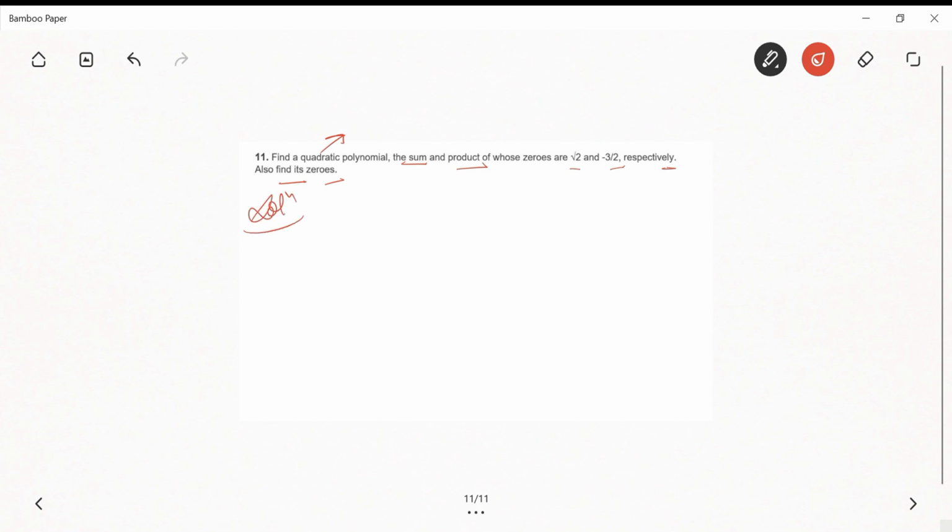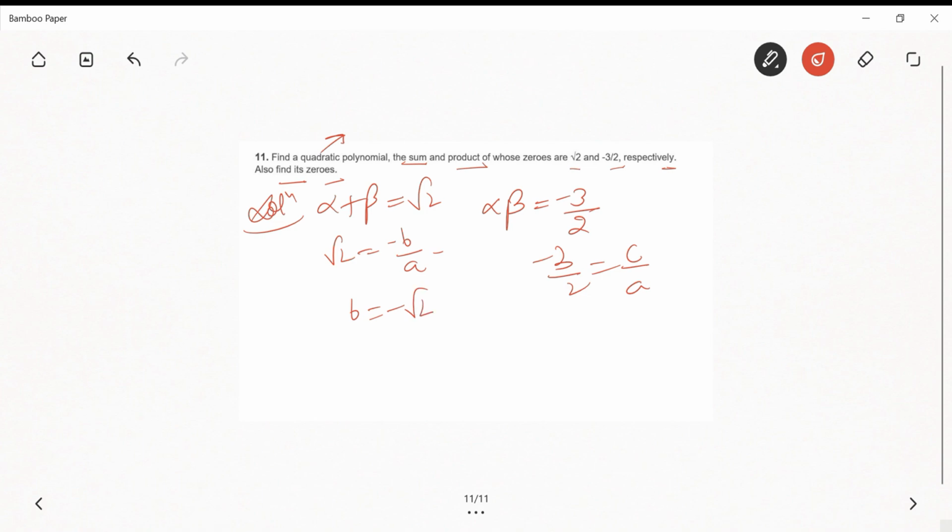Now alpha plus beta is given to us, that is root 2, and alpha into beta is given to us, that is minus 3 by 2. Got it? Now compare it with root 2 is equal to minus b by a and minus 3 by 2 is equal to c by a. Clear? Now see, from this equation we have that b is equal to minus root 2 and a is equal to 1. If a is equal to 1, that means c is equal to minus 3 by 2.